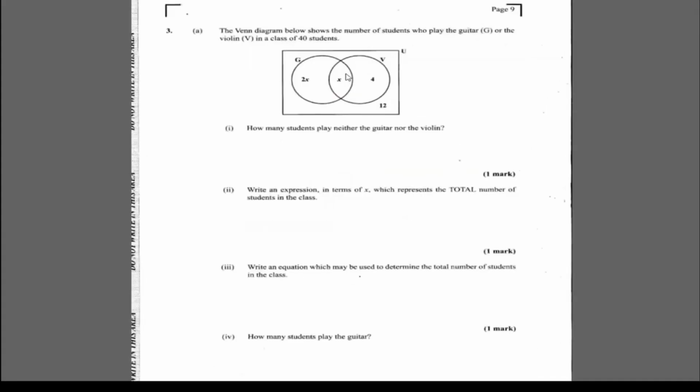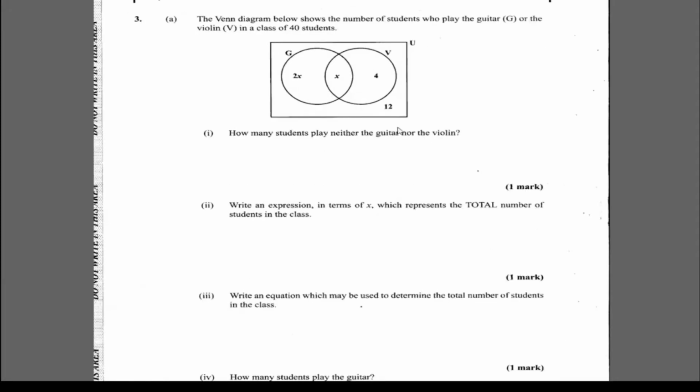Now the Venn diagram below shows the number of students who play the guitar G or violin in the class of 40 students. It says how many students play neither the guitar nor the violin. So we want to know how many students don't play anything at all. So there are 12 students outside who don't play guitar or violin.